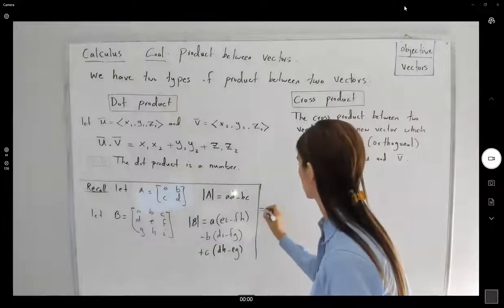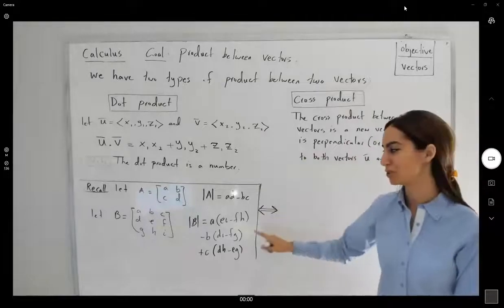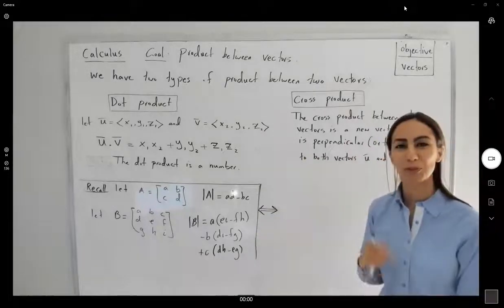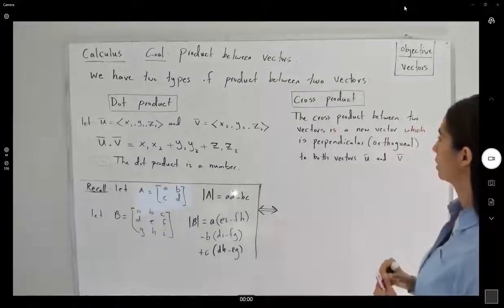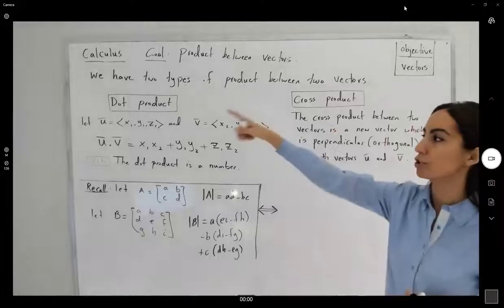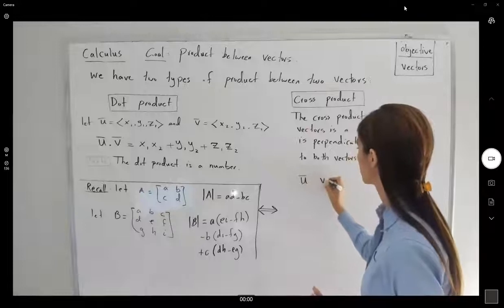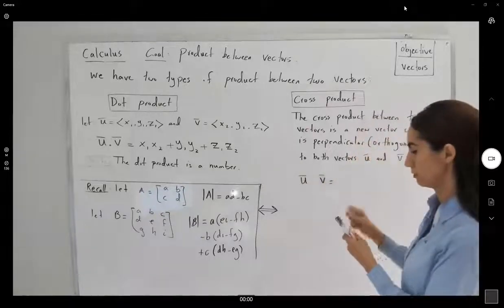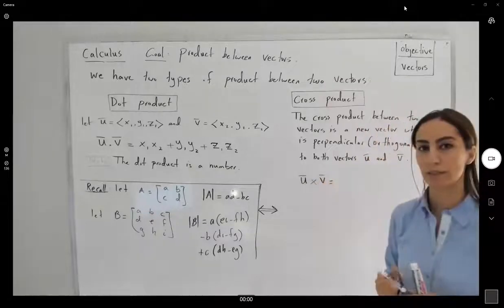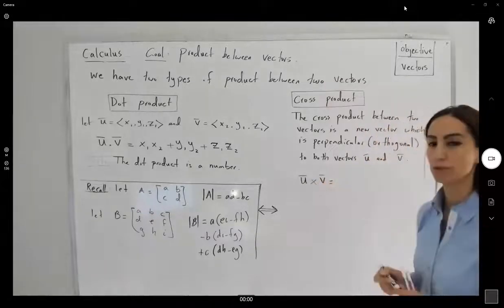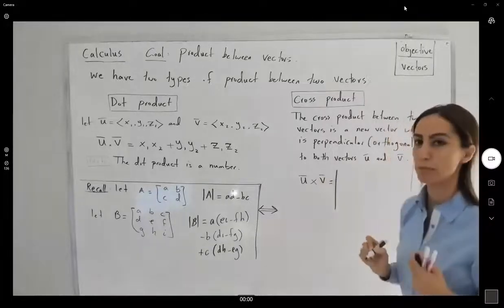So let me put these double arrows here for you. You know that we're going to use the determinant of a 3 by 3 matrix to define the cross product. So the cross product of these two vectors is denoted by u cross v. What do we mean when we put a cross between these two vectors? Well, it's equal to the determinant of this matrix.